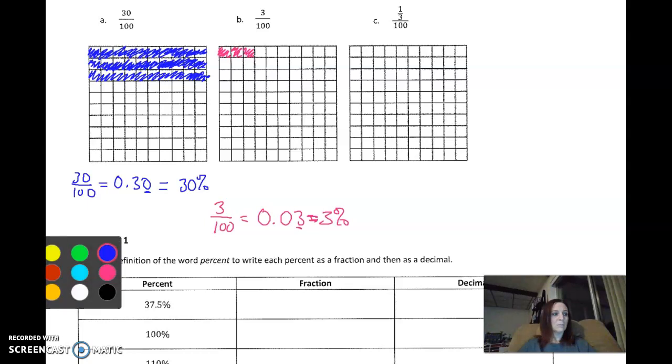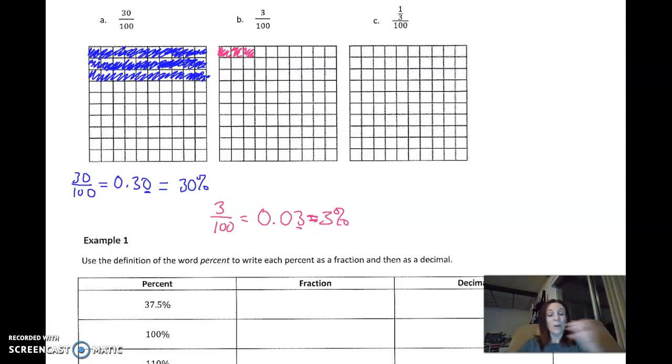Okay. What about 1/3 of 1 out of 100? If I filled this in, that would be 1 out of 100. If I filled this in, it'd be 2 out of 100. 3 of them is 3 out of 100. So if I only want 1/3 of it, I got to break this square into thirds. And if I fill in this one right here, that's 1/3 out of 100. So 1/3 of 1%.